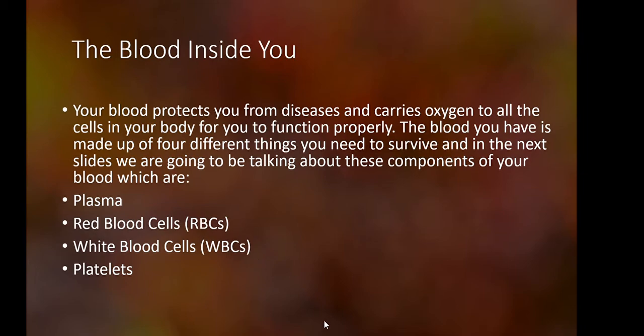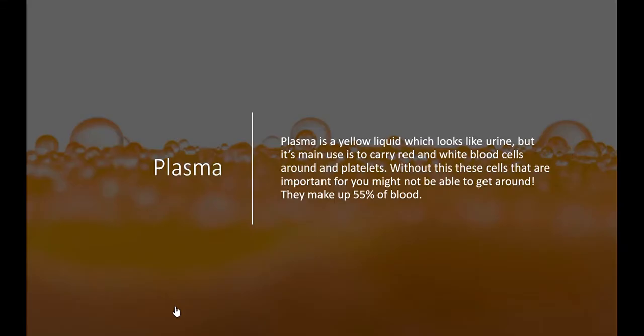So, now that we've got that over, right? Now, plasma. Plasma is a yellow liquid which looks like urine, but its main use is to carry red and white blood cells around and platelets. Without this, these cells that are important for you might not be able to get around. They make up 55% of blood.